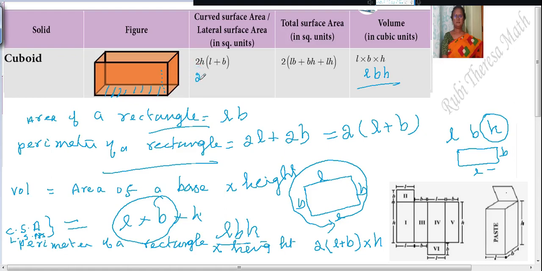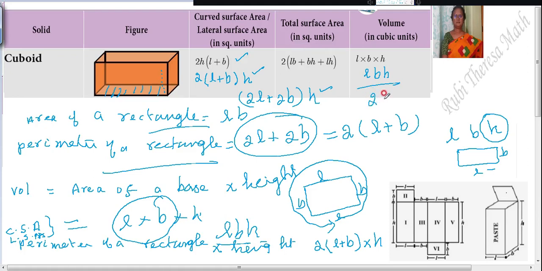Otherwise, you can write it like this because this is easy to remember, I said. That is the perimeter of the rectangle into h. In other words, you can write it like this also, because you studied it like this, isn't it? So 2L plus 2B is multiplied by h. So this is one way, this is the second one, this is the third one. Otherwise, without leaving out this LB, you take L and B. So 2L, 2B, that is 2LH and 2BH.